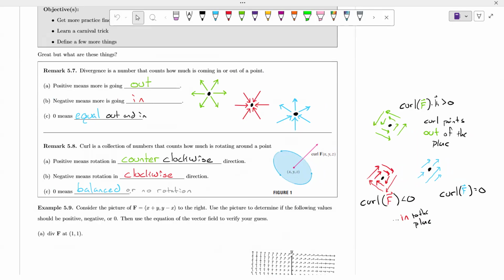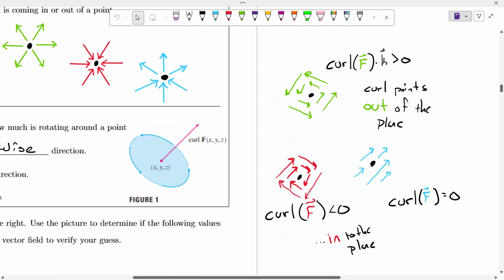So if we maybe look at this blue option over here on the right, if all our vector field lines are straight, if it is passed straight through, then that's a curl of 0. So those lines aren't curling, they're just going straight.